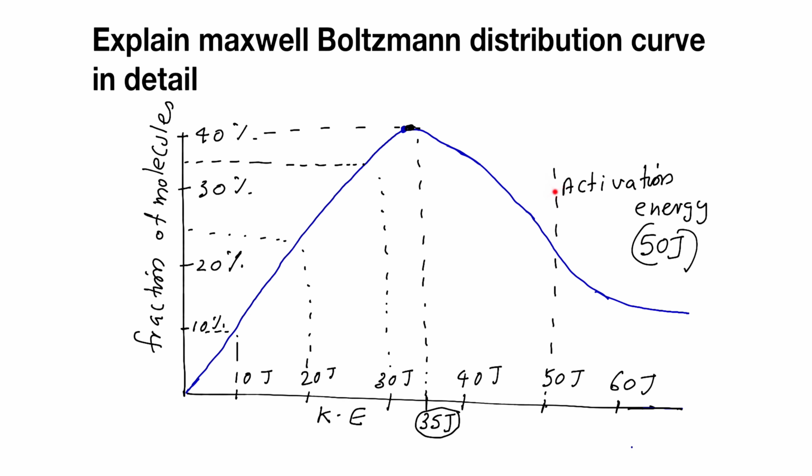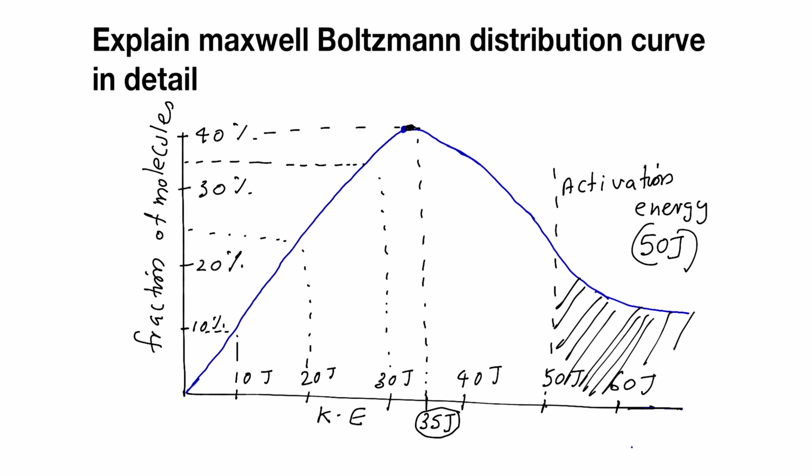Then you can see a point here, the activation energy point, right? After the activation energy, you can see some fraction of molecules. This is the fraction of molecules which have energy equal to or greater than activation energy. Only these molecules can undergo effective collision and thus undergo reaction. Clear, right? So the area under this part is the fraction of molecules that undergo effective collision or lead to reaction.